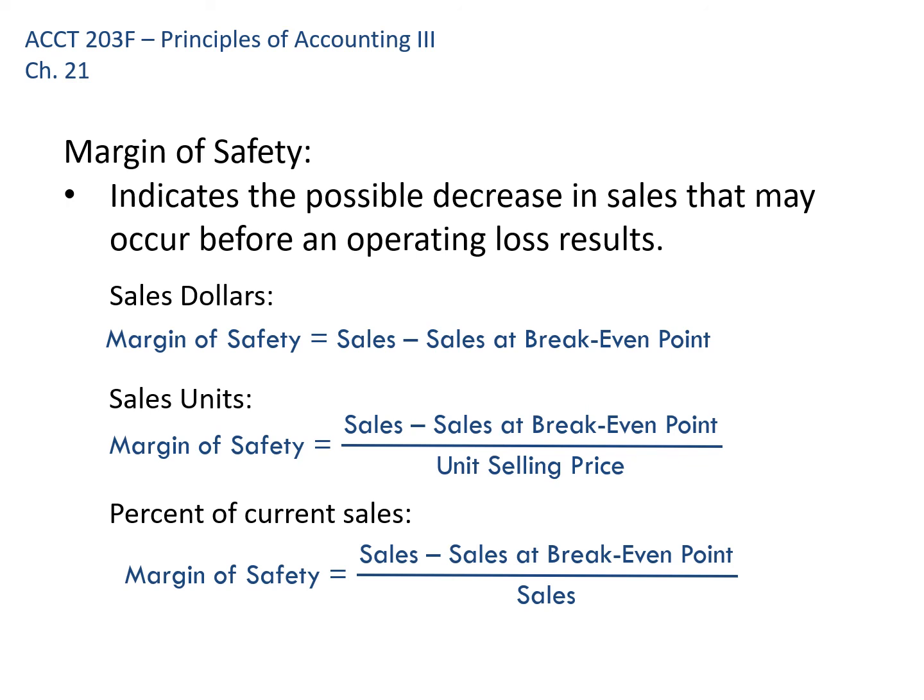I could do it in units by saying the sales minus sales at break even divided by a unit selling price. I could say, oh, we're selling 6,000 units now and our break even is 5,000, so we could not sell 1,000 units and still break even. Or I could do it as a percentage, where you can see I divide it by sales, and that tells me how far my sales could fall as a percentage and still break even. So that's an important concept.